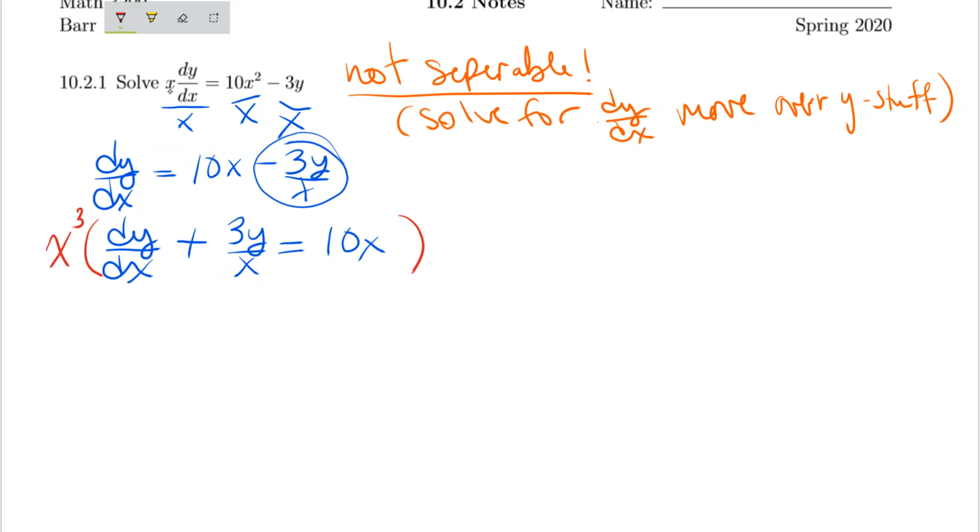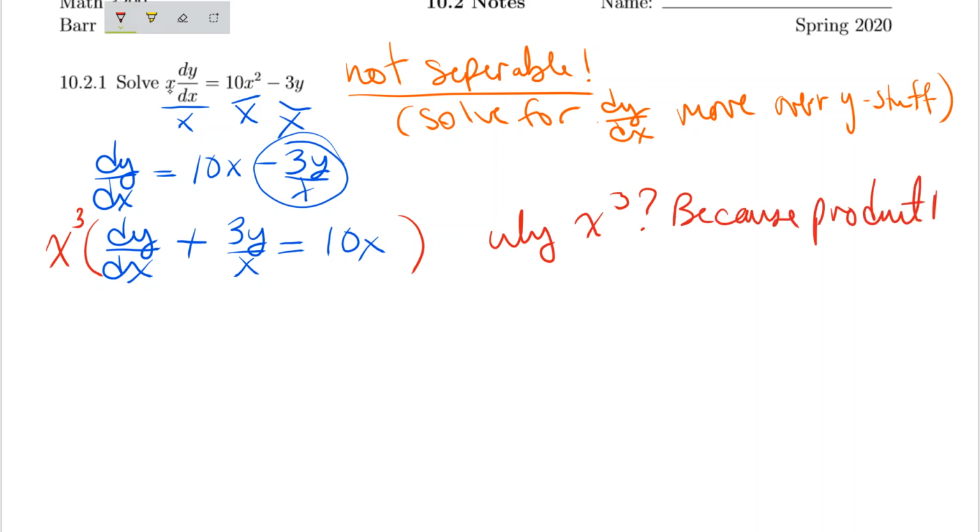And that's the magic part. You might ask yourself, why the heck is she going to do x cubed? And the answer is the product rule. Let me show you what I'm working with here. So on this side, I'm going to get x cubed times the derivative of y with respect to x, plus, over here, I'm going to lose 1 power of x, so I'll end up with 3x squared y equals 10x to the fourth. I don't even care what this side is because it doesn't matter with what we're about to do.